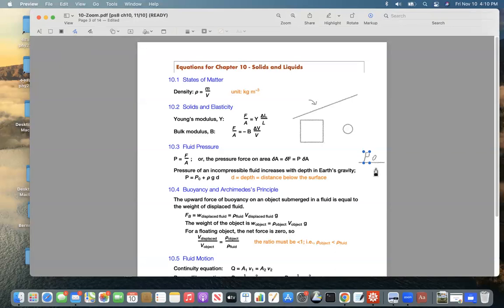And then as you go below the surface, the pressure increases. So if you go a distance d below the surface, that would be the depth. The pressure down here would be the pressure at the surface, that's atmospheric pressure, plus the density of the lake water times g times d.